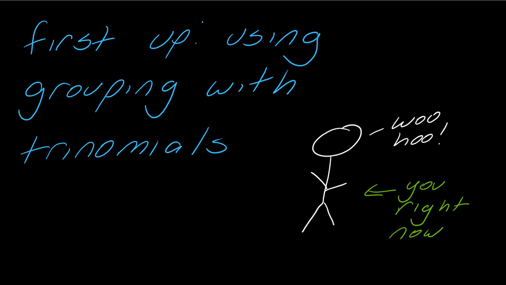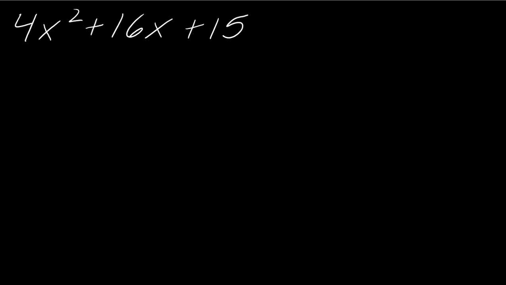So first up, we're going to talk about using grouping with trinomials. There are a couple different ways that you can factor trinomials. I'm only going to cover these two because I think these are the simplest. Let's just jump right into this. So what I want to do is factor 4x squared plus 16x plus 15.